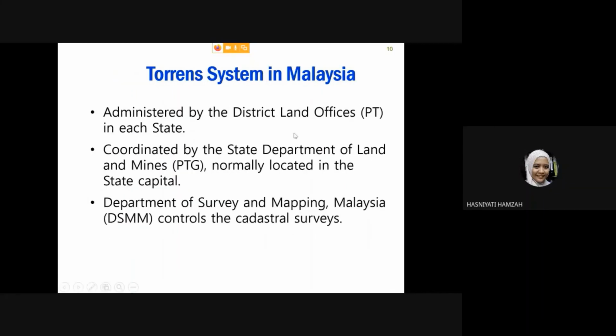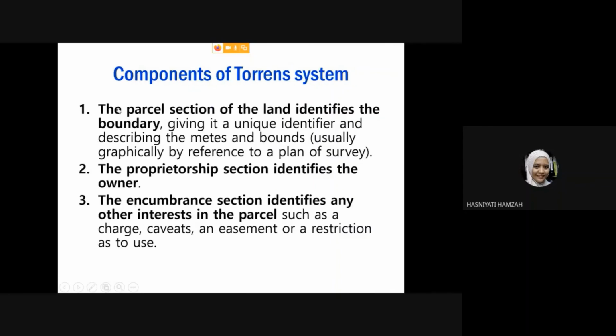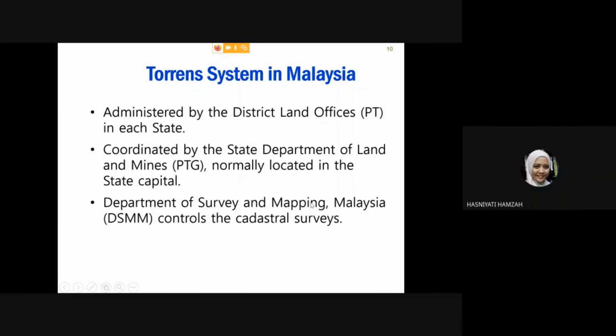Okay, anyway, the Torrens system in Malaysia. Who administers? The district land offices, the district land officers coordinated by the state PTG, the State Department of Land and Mines, normally located in the state capital. And who's in charge of the first one, the parcel section? This one is the Department of Survey and Mapping Malaysia.